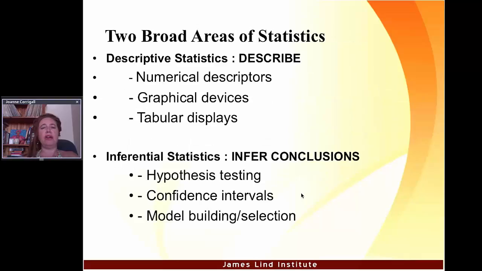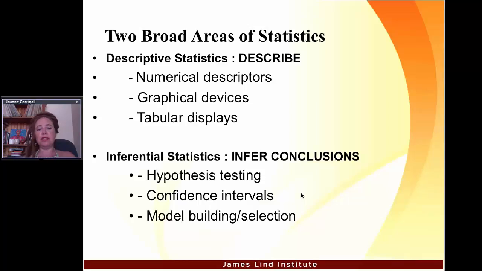So there are two broad areas of statistics. The first is descriptive statistics, and in this type of statistics we're really describing the data that we've got from our sample. Often it's numerical, and then of course you can display it graphically or in tables. Then we have inferential statistics, which is when we use our sample to infer conclusions. In other words, we say, okay, if this is the prevalence in the sample, then this is the prevalence we can estimate in our population.